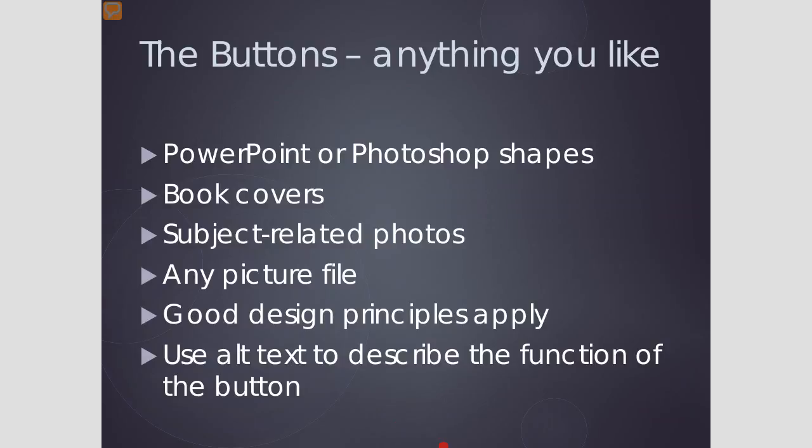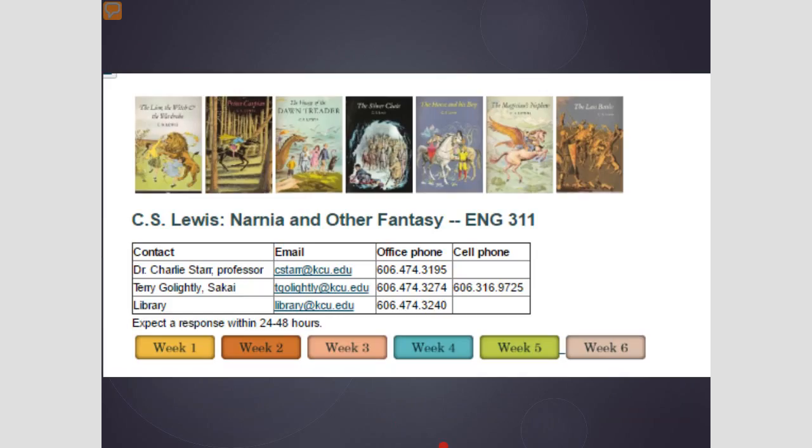subject-related photos. You have to be careful with the accessibility standards and with best practices in design, not to use just random photos. You want your pictures to be related to your content and be relevant. You can use any type of a JPEG, a PNG, whatever. Basically, you've opened up your whole universe to having a design element in a Sakai site. Good design principles apply, and I would like to remind you, accessibility principles apply. And you can put alt text on the button to describe the function of the button so that the screen reader can tell the student that's using the screen reader. I'll cover the alt text. This is one design that I did. Now, I could have used those book covers.